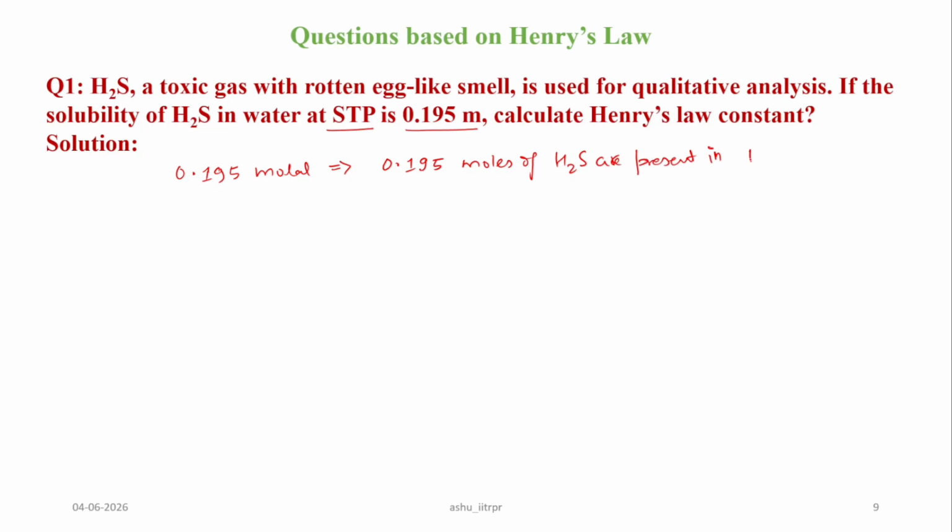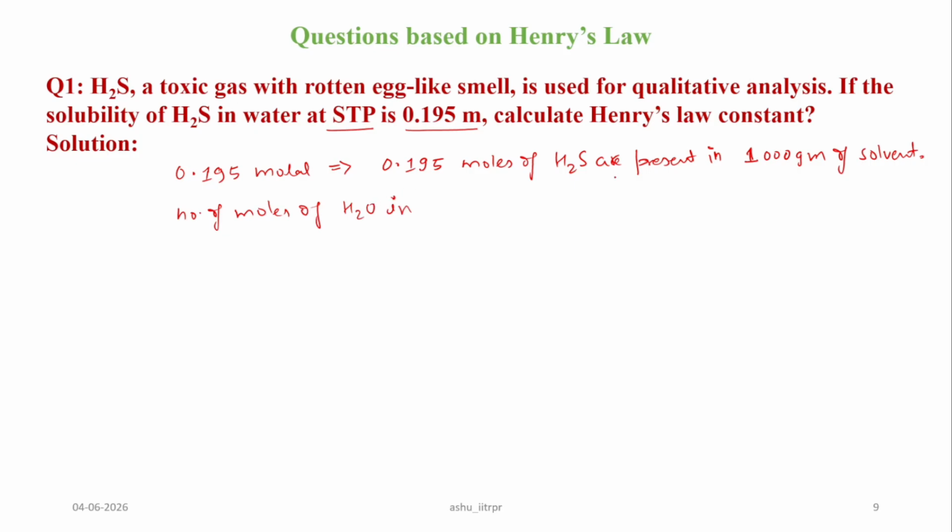present in 1 kg, which means 1000 gram, of solvent. So this is the information that we get from the 0.195 molal solution. Now, 1000 gram of solvent. Since no solvent is mentioned, I will take water as a universal solvent. So calculate the number of moles of water. Now, what is the amount of solvent?